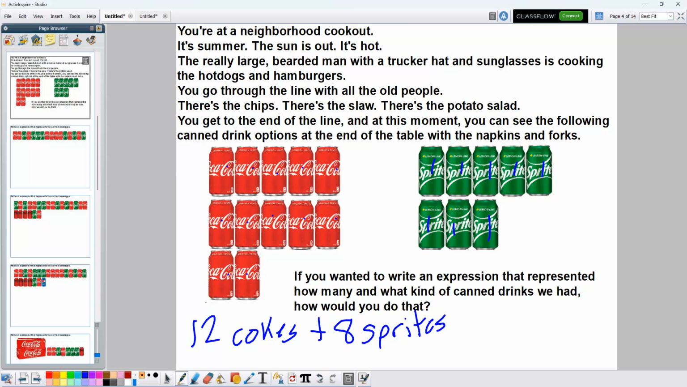Yeah, that's pretty straightforward. That's what we got at the end of the table. That's all the canned drinks. In total, we'd have 12 Cokes and 8 Sprites. I want to shorten that. I want to write it like this. Let's say 12C plus 8S, just to be a little bit lazy. Okay, 12 Cokes, 8 Sprites. That's how we'd write that.